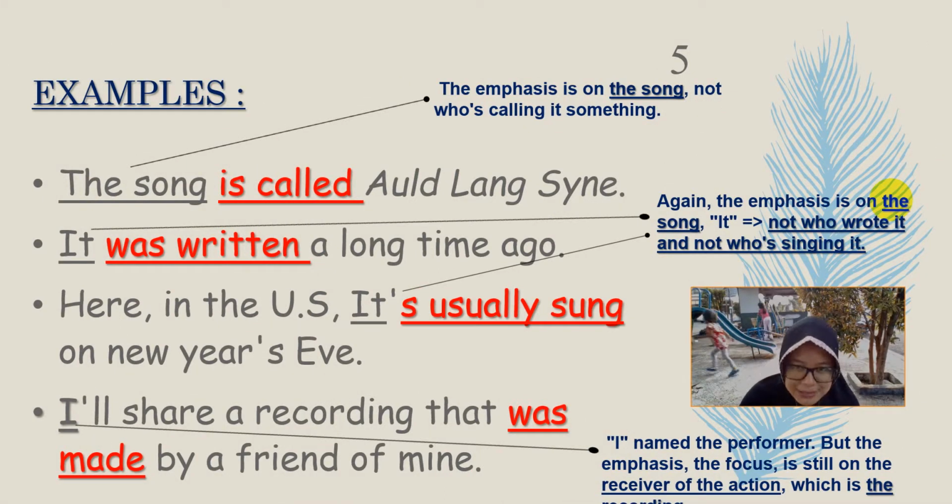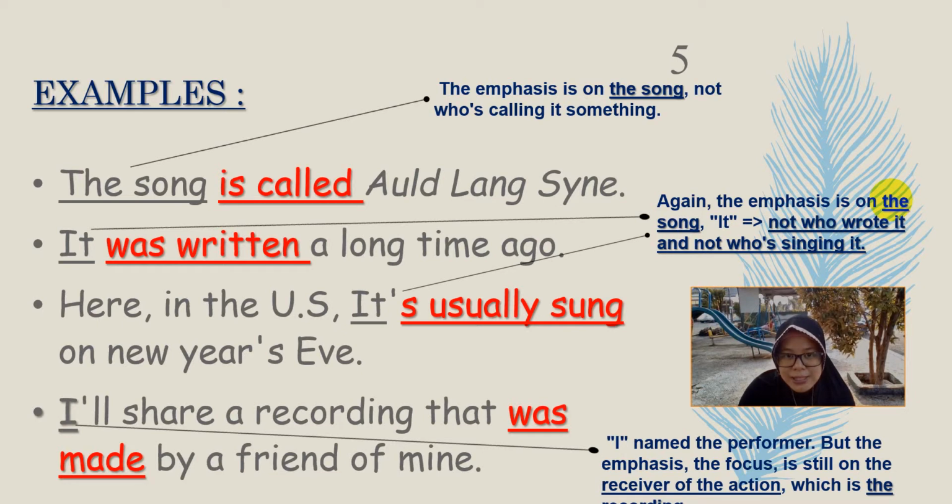Look at these examples. You are going to see that the passive expresses an action, but the focus is on the receiver of the action, not the performer. The song is called Auld Lang Syne. The emphasis is on the song, not who's calling it something. It was written a long time ago. Again, the emphasis is on the song, it, not who wrote it.